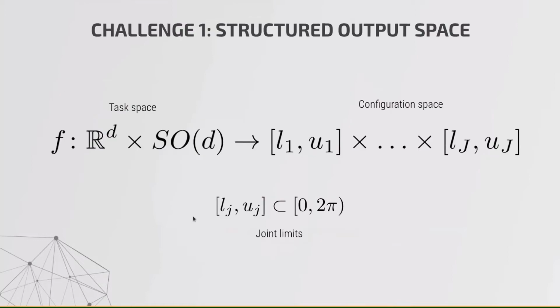But first, let's check some of the challenges that tackling this issue with a data-driven approach poses. The first one is that we're dealing with a structured problem, which means that we're trying to learn a function f that maps from the task space to the configuration space. The output space of our function is linear, but also poses some hard constraints that are given by the joint limits of the mechanical robot. So considering traditional methods such as regression will not give us very good results here, because those methods are usually not aware of the structure of the output space.